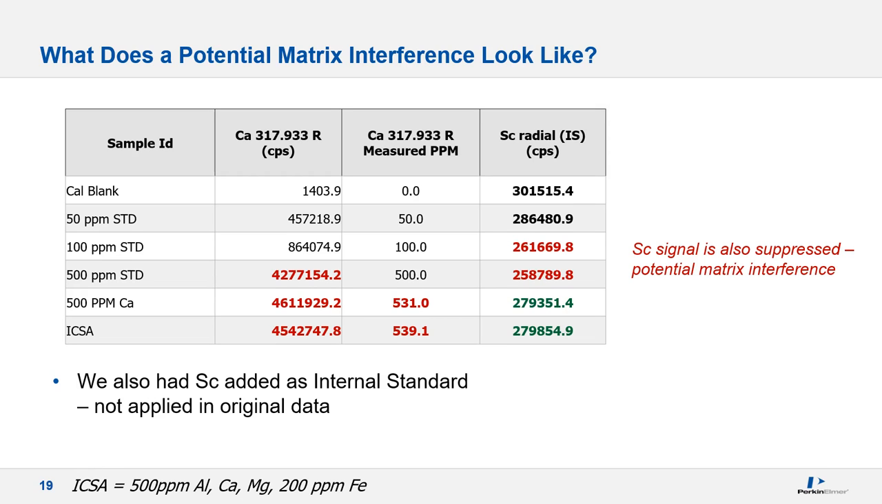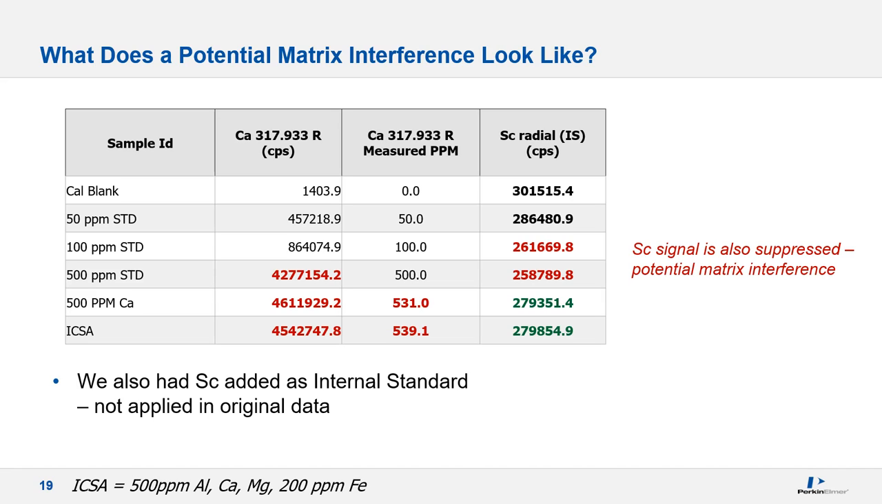In this slide, which is the same data, I've also added the intensities for calcium as well as for scandium, which I had in the samples as an internal standard, but I did not apply it when the results were calculated. See how the intensities of the scandium in red for my highest two calibration standards drop from the original level in the calibration blank.